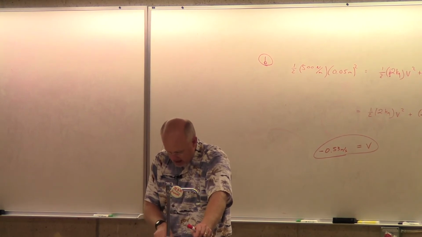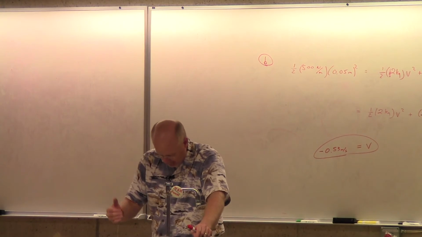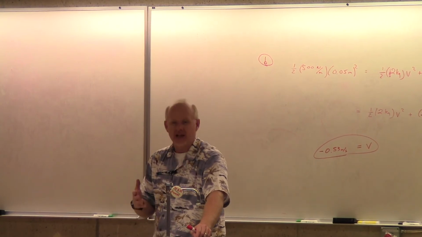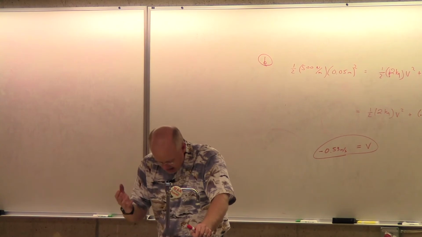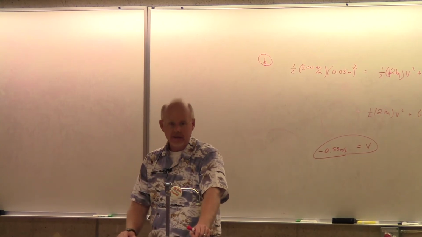A, with what speed does the projectile leave the barrel of the cannon? B, at what point does the ball have its maximum speed? C, what is this maximum speed?